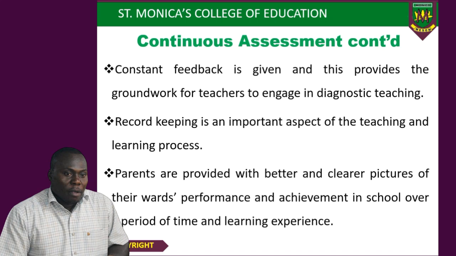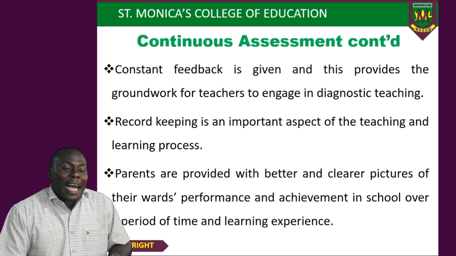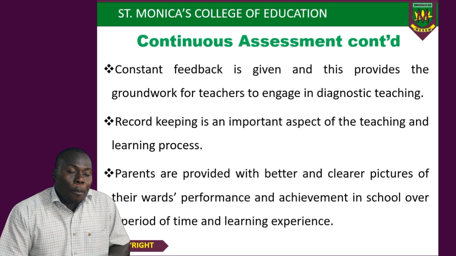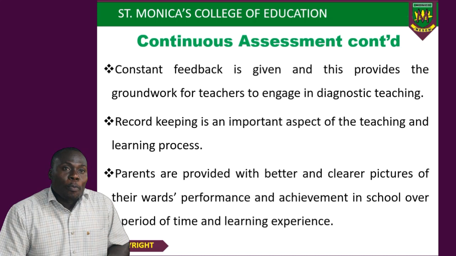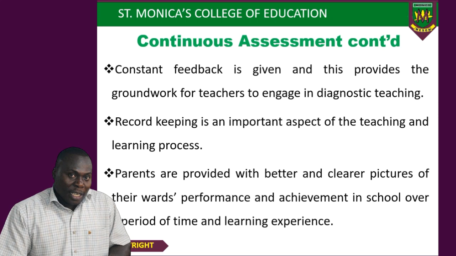This parent can be given the exercise book of the child to flip through and see whether the child is performing. Better still, the parent can be given the continuous assessment record book to know the performance of the child, because we have such records. That record is there. So parents are given a clearer picture about their wards.